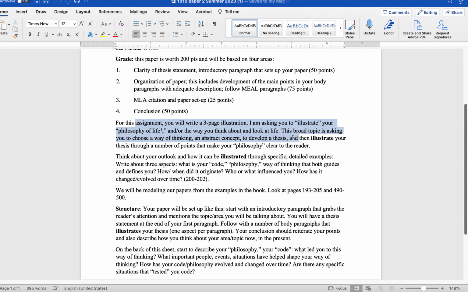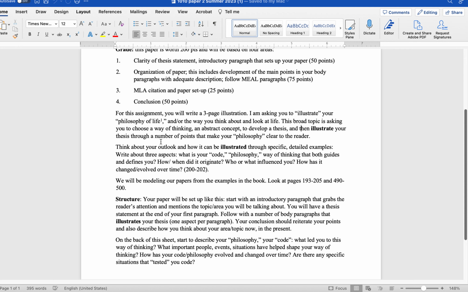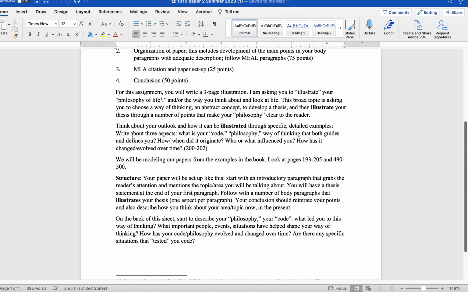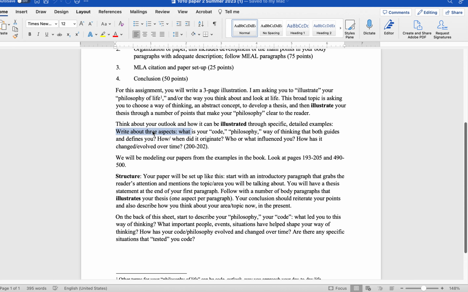For this paper, I just want you to choose one. Not a grab bag, just one. This broad topic is asking you to choose a way of thinking, an abstract concept, to develop a thesis, and then illustrate your thesis through a number of points that make your philosophy clear to the reader. Think about your outlook, philosophy, code, and how it can be illustrated through specific detailed examples. Write about three aspects. These could be the main components of your paper. What is your code, philosophy, way of thinking that both guides and defines you?